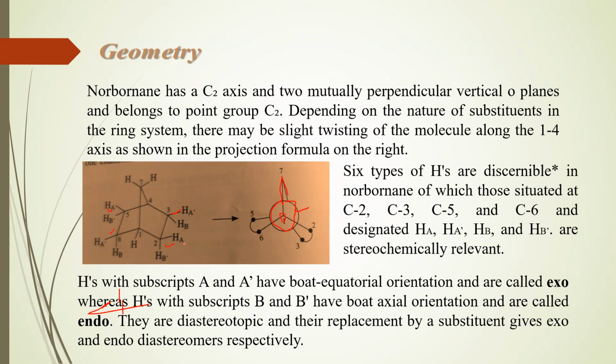The hydrogens with the subscripts A and A dash, which have equatorial orientation, are called exo. This is represented as A and A dash, both in equatorial orientation. This is called the exo position. Then the subscripts B and B dash are both in axial orientation, called endo. This is the endo position and this is the exo position.